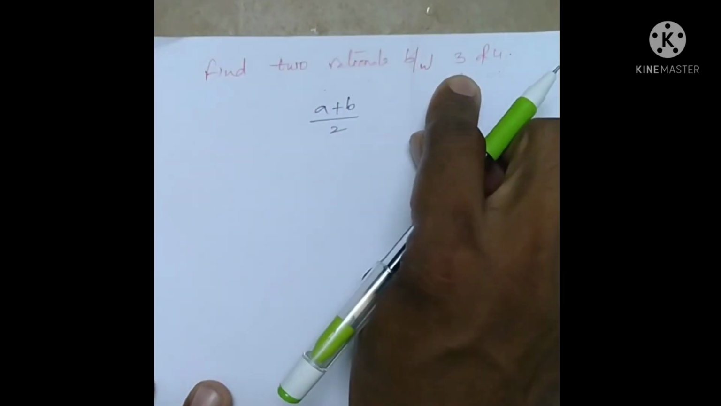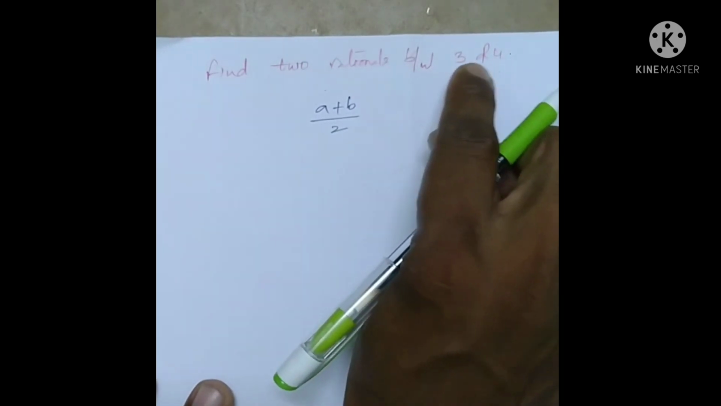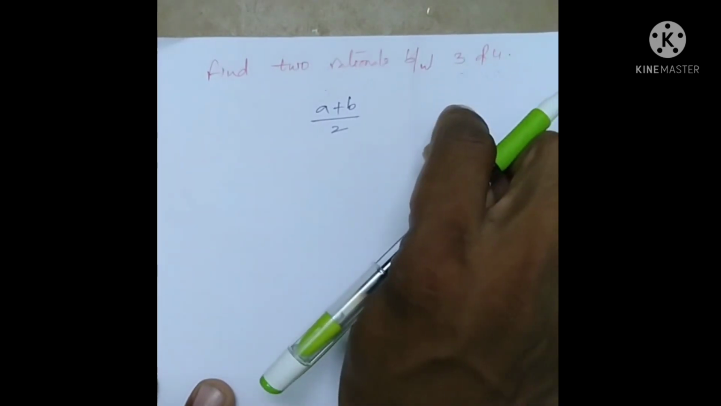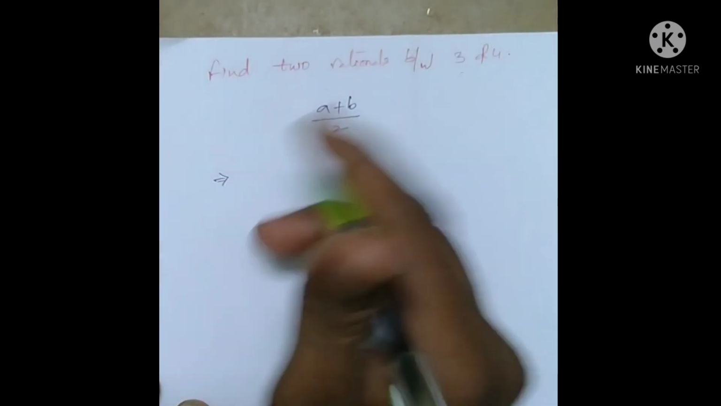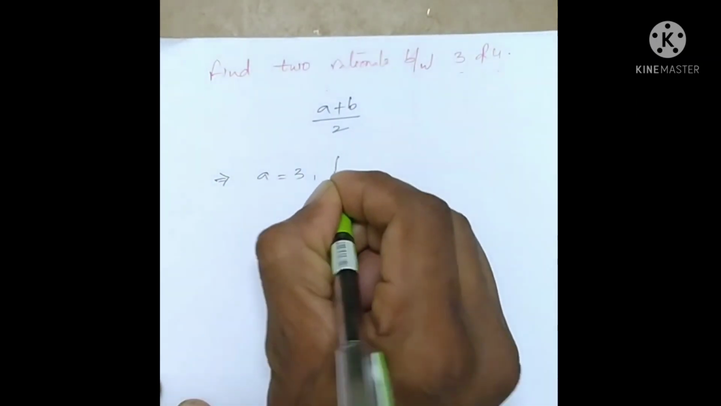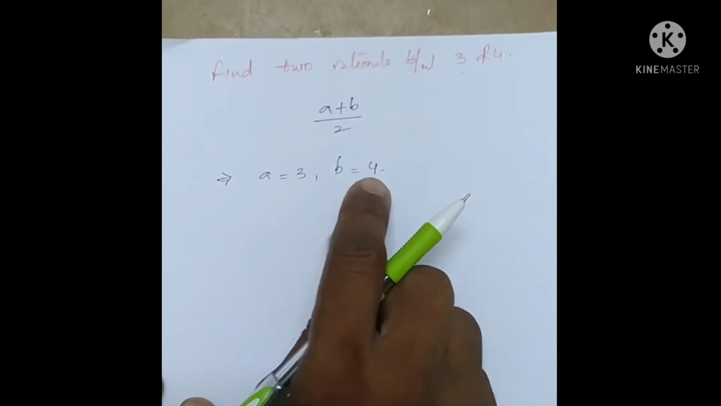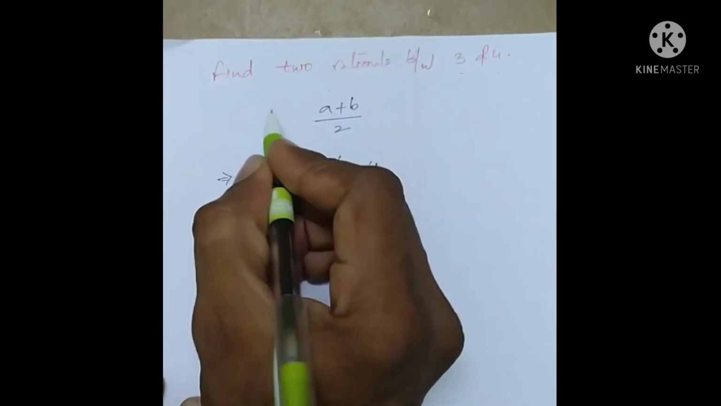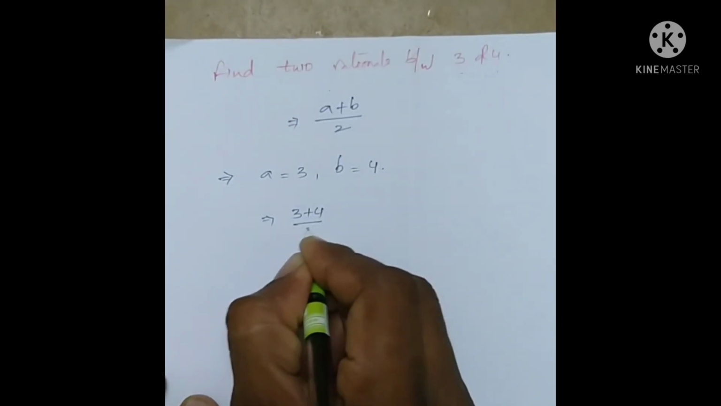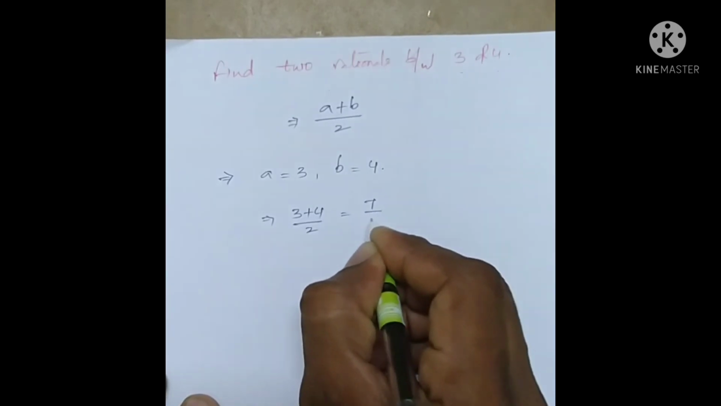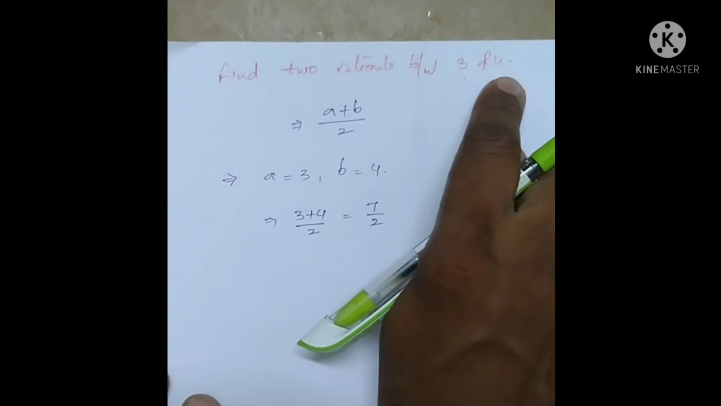Here a is equal to 3, b is equal to 4. So the rational in between 3 and 4 is (3 plus 4) by 2. Here a is equal to 3, b is equal to 4. So the in-between rational of 3 and 4 is (a plus b) by 2. This is the mean method formula. So here (3 plus 4) by 2, that is equal to 7 by 2. This is the rational number in between 3 and 4.